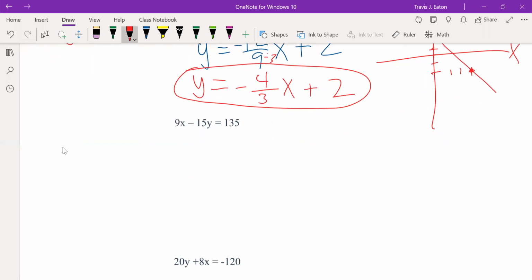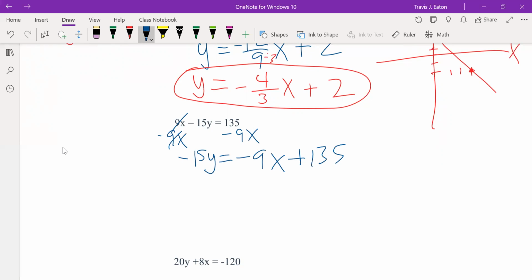9x minus 15y equals 135. All right, just like the last one, we want to get y by itself on the left-hand side. So first thing I'm going to do is subtract 9x from both sides. When I do that, that one and that one cancel each other out, and I'm left with negative 15y equals negative 9x, because I want that to come first, because that's proper form for slope-intercept, plus 135.